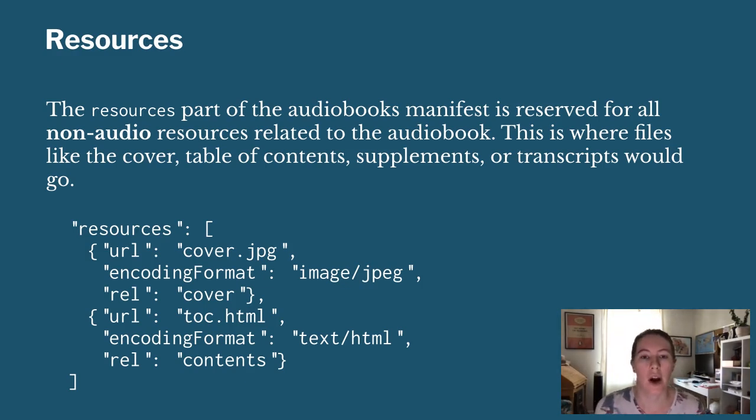The resources part of the audiobooks manifest is reserved for all non-audio resources, so anything that is not in the reading order. This is where any files like a cover or table of contents or supplemental content can be located. And much like the reading order, we've provided metadata that allows a content creator or publisher to specify that this is the cover, here's the content type, and any key information that someone might need to know about that particular file.